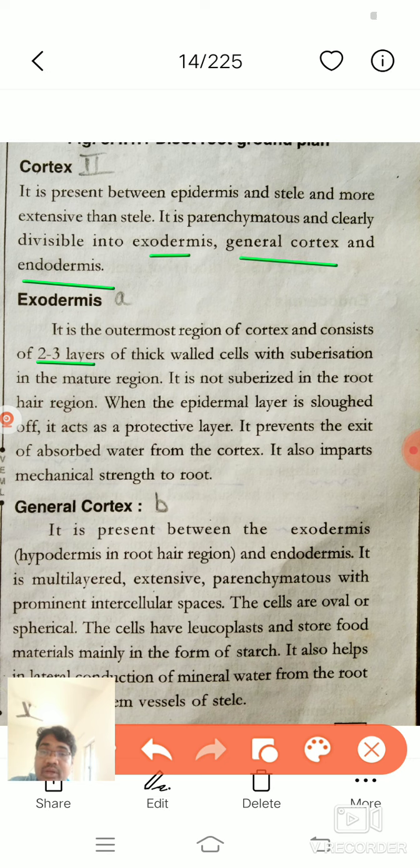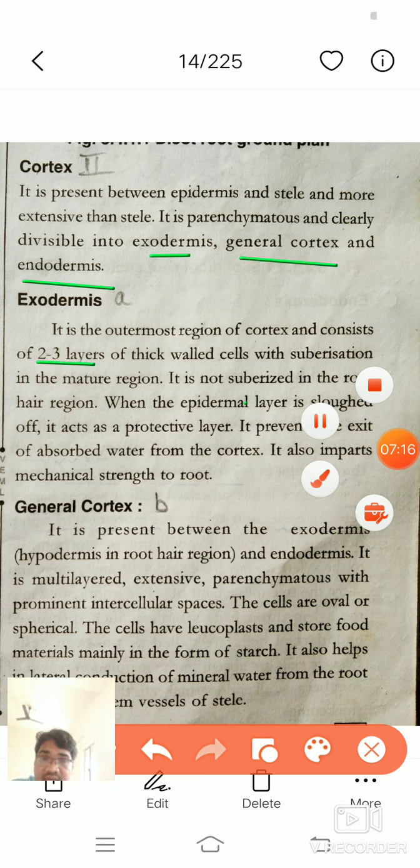So what is the main purpose of the exodermis? The exodermis is the outermost region of the cortex, and its main purpose is to prevent the exit of absorbed water from the cortex. It also gives mechanical strength to the root. That is the first region in the cortex.